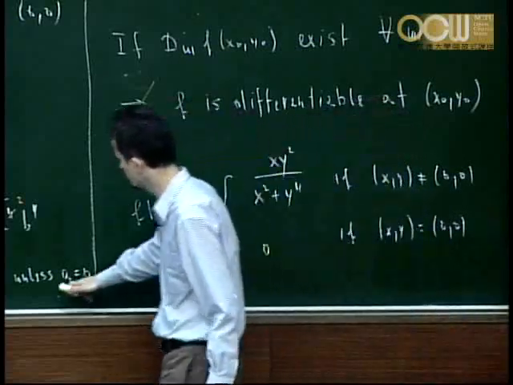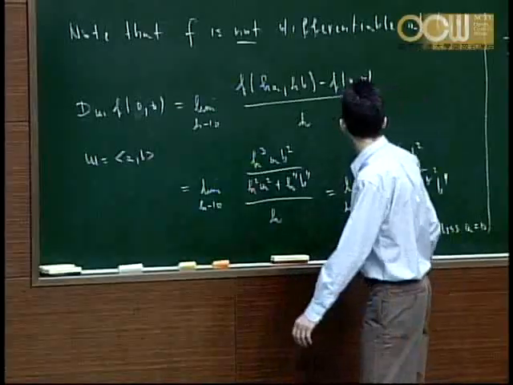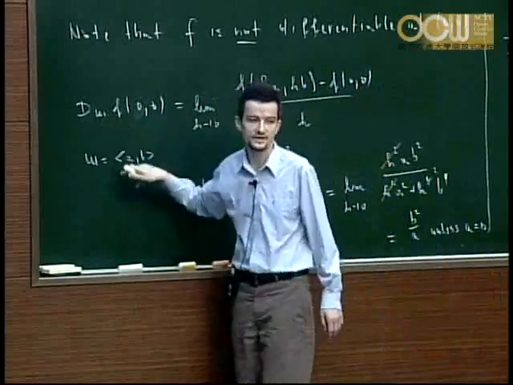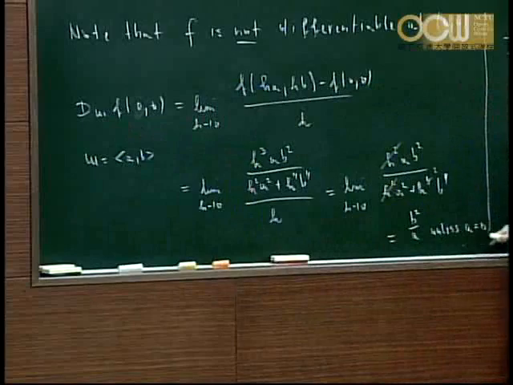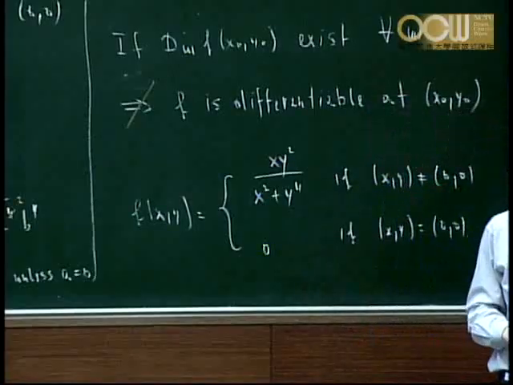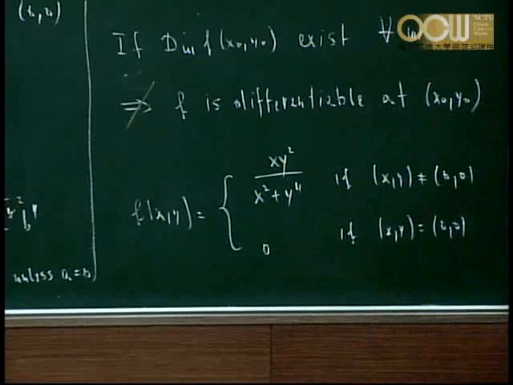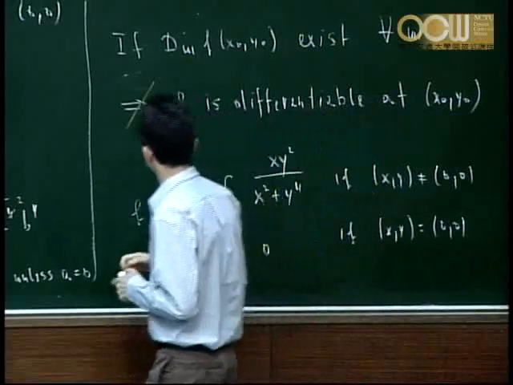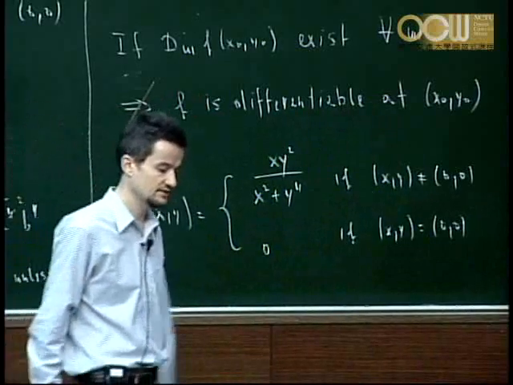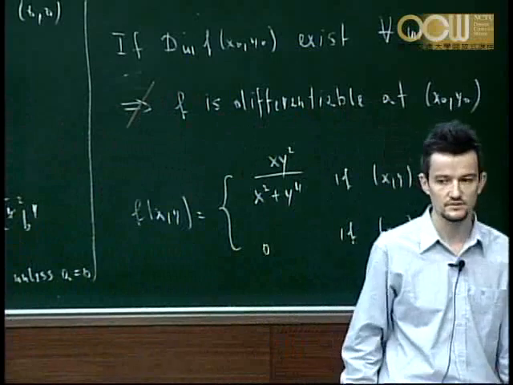Okay, so you see that here you have that the directional derivative in every direction exists, but still the function is not differentiable. Okay, so the existence of the directional derivative in every direction does not imply that the function is differentiable.